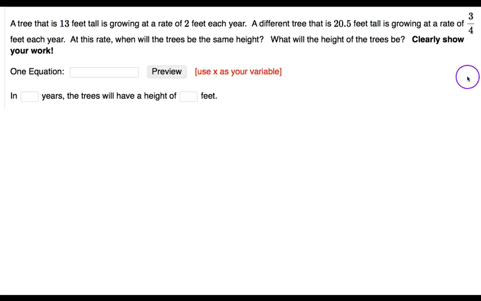So for this particular problem, I noticed a lot of students are able to set it up correctly, but they're struggling a little bit because they see decimals and fractions. So let's go ahead and take a look at this one here.